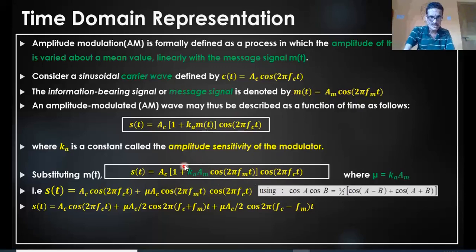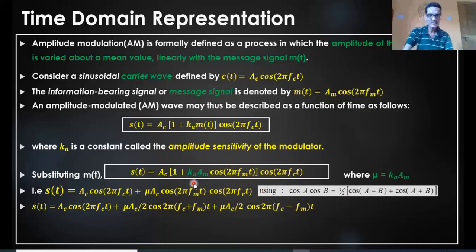Now I will consider this particular term, Ka, the amplitude sensitivity parameter, multiplied by the peak amplitude of the message signal, Ka Am, as mu, where mu is nothing but the modulation index or depth of modulation in case of amplitude modulation. So mu represents the index for modulation. It actually indicates the modulation, or the variation or change which is happening in the amplitude of the carrier signal, proportional to the instantaneous amplitude of the message signal.